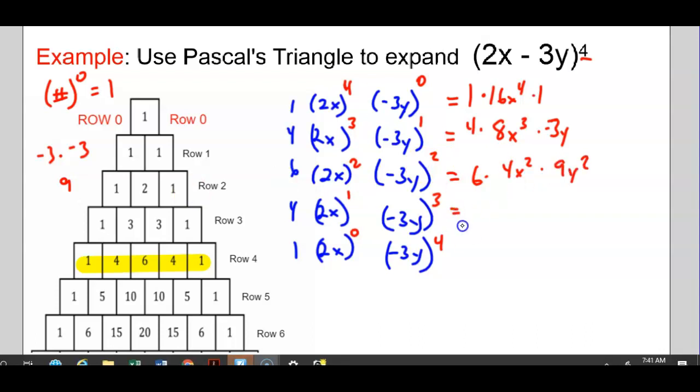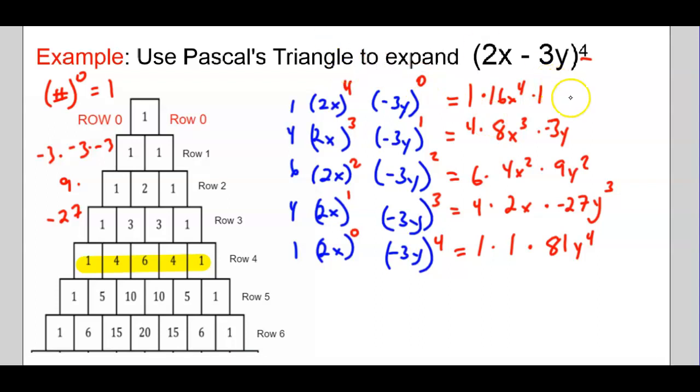Right here we have 4 times 2x to the first, which is just 2x. And negative 3y cubed, negative 3 cubed. So if you had one more negative here, negative times a negative is positive, times a negative is still negative. So negative 27y cubed. And then lastly, we have 1 times, remember 2x to the 0 is 1. So 1 times 1 times negative 3 to the fourth. Well, negative 3 times negative 3 is positive 9, and if you do negative 3 times negative 3 again, it's positive 9, and 9 times 9 is 81. So 81y to the fourth.